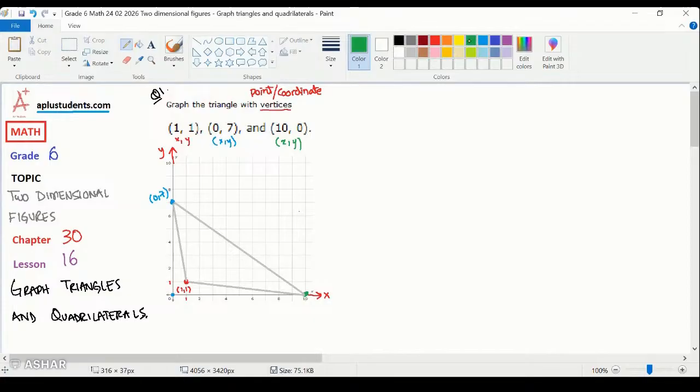And the last coordinates were 10, 0. So we simply plot the points on any graph paper. This diagram is known as the XY axis. The horizontal is the x-axis and the vertical is the y-axis.